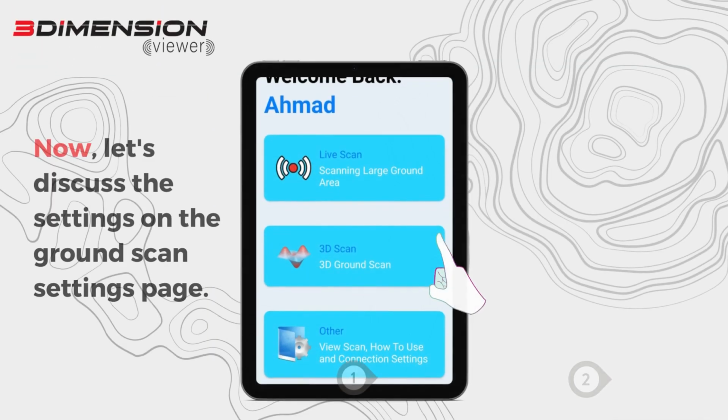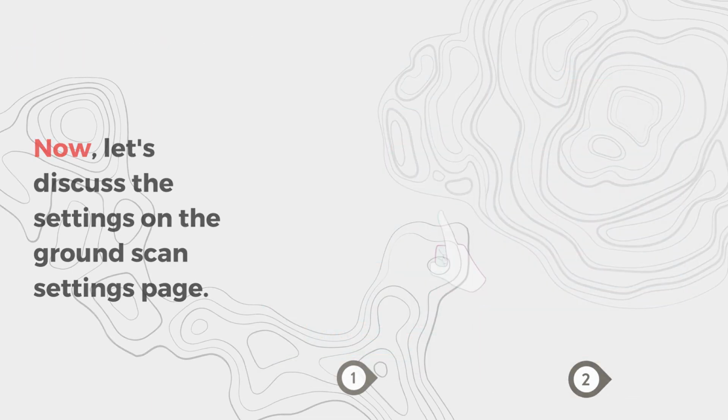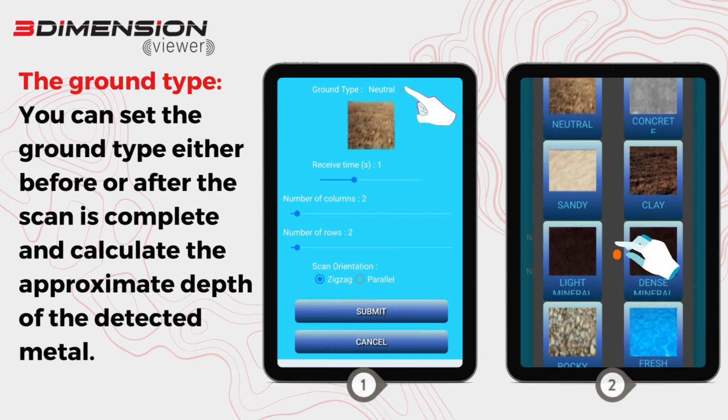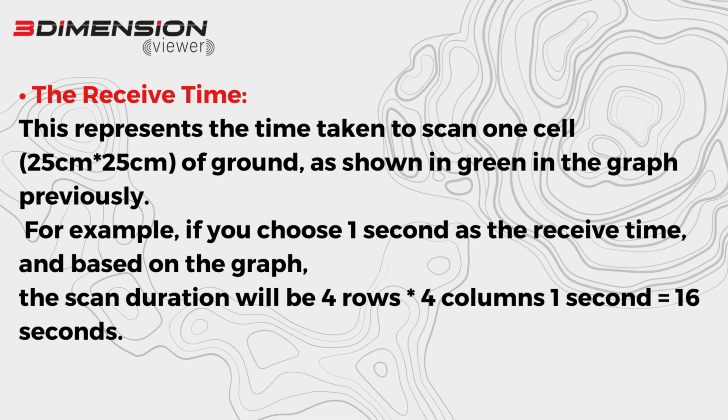Now, let's discuss the settings on the ground scan settings page. The ground type. You can set the ground type either before or after the scan is complete and calculate the approximate depth of the detected metal. The receive time. This represents the time taken to scan one cell, 25 centimeters by 25 centimeters, of ground, as shown in green in the graph previously.